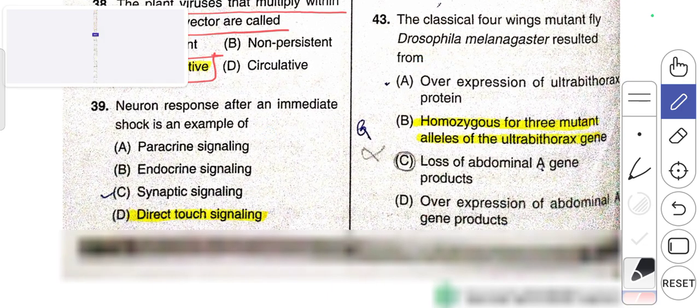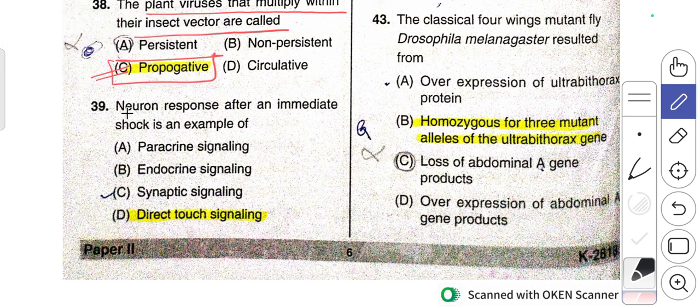Then 39th question. A neuron response after an immediate shock is an example of direct touch signaling. D is the right answer.